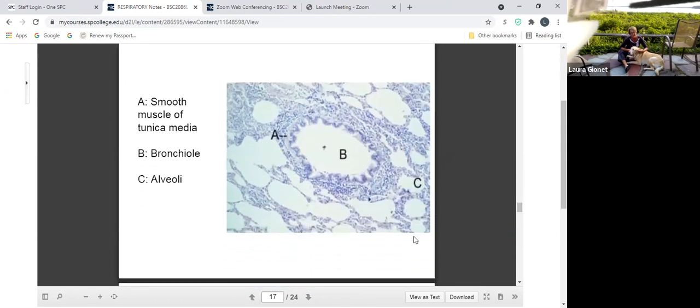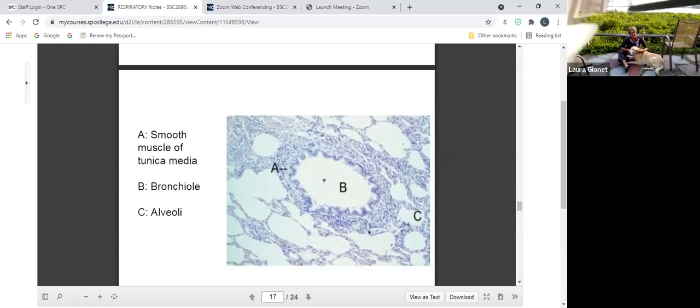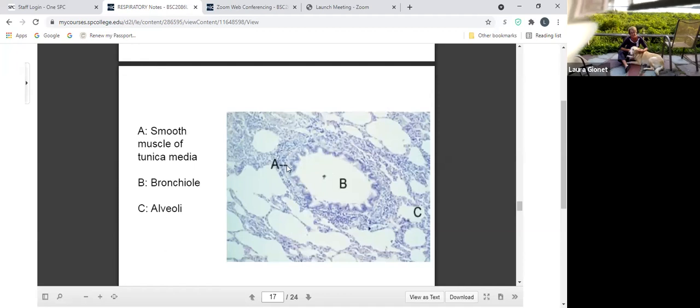Right. So here we have another bronchiole. I don't think this is the same slide. And you can see a little bit of the smooth muscle surrounding it. And so the fact that it didn't have hyaline cartilage and you do see some smooth muscle, that's your bronchiole. And C is another alveoli.